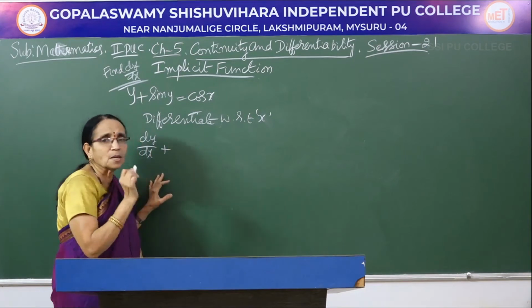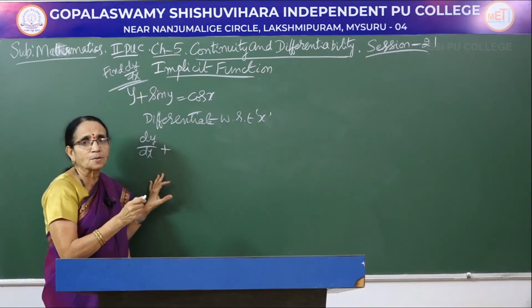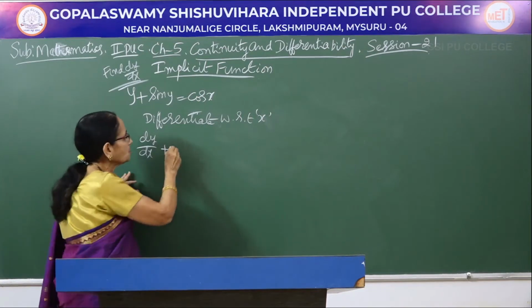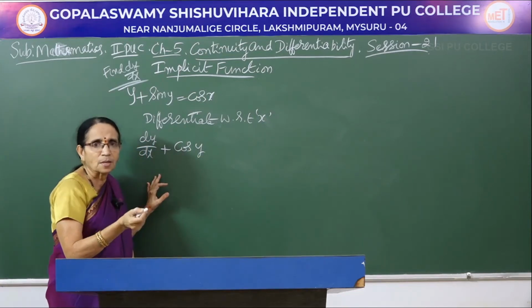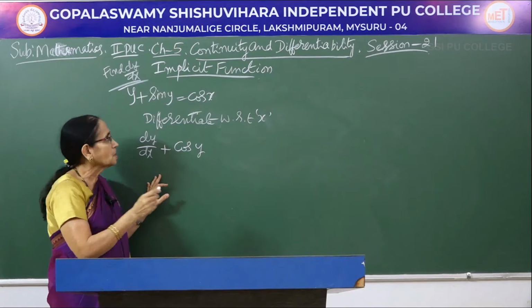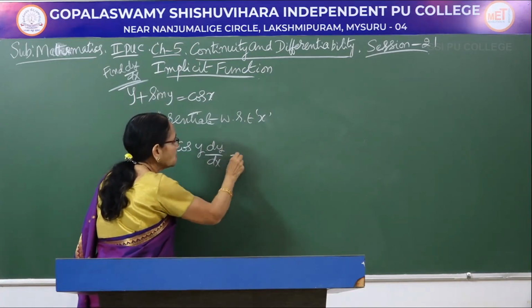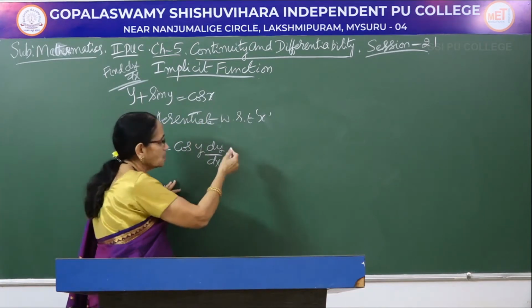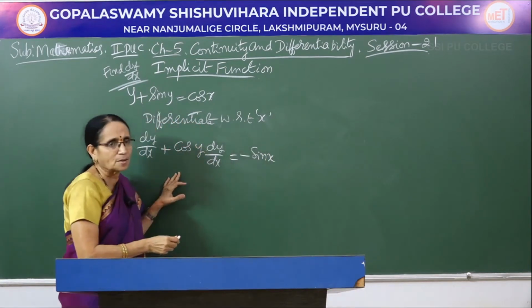Look here, sin y we are having. Now, it is a composite function. Sin x means simple, sin y means composite. So, sin y on differentiation becomes cos y, because you know that the derivative of sin of anything would be cos of the same thing. Now, y has to be differentiated, which becomes dy by dx. Right hand side cos x, it is a function of x, so it becomes minus sin x.